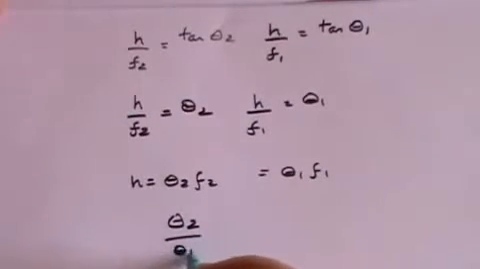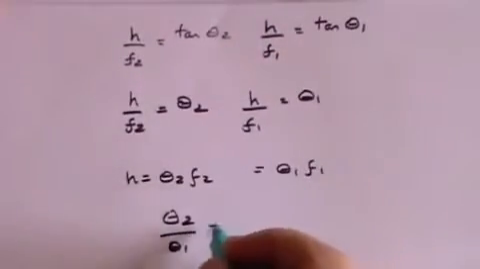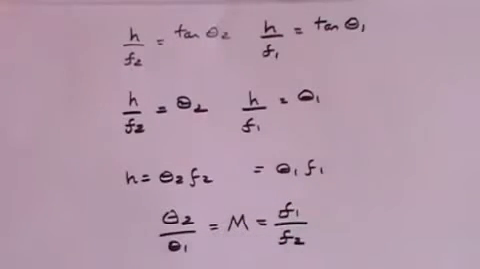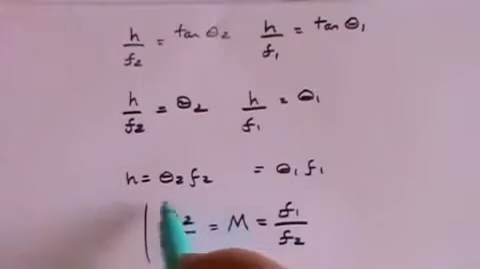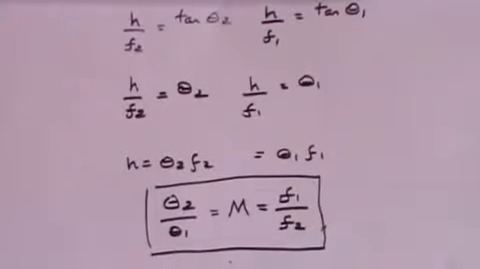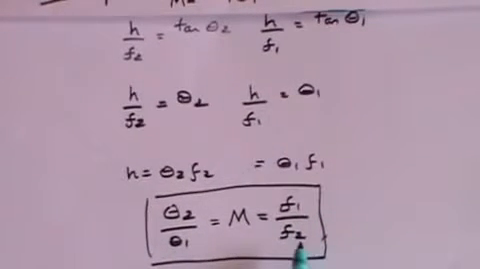So theta 2 over theta 1, which is the magnification, is equal to f1 over f2. And now you've got the famous formula for the magnification of a telescope. The magnification of a telescope is equal to the ratio of the focal length of the first lens divided by the focal length of the second lens. So the larger f1 and the smaller f2, the bigger the magnification.